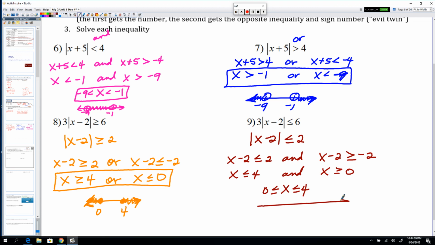And we'll portray that sandwich on the number line. 0, 4, solid circle, solid circle. Everything in between will make this statement true. Anything between 0 and 4, including 0 and 4, when put in here, will make a true statement appear. And you can certainly check your work as well. Pick a number in between, or pick 0, or pick 4. Put that in here, and you'll see that you've made a true statement. Okay?